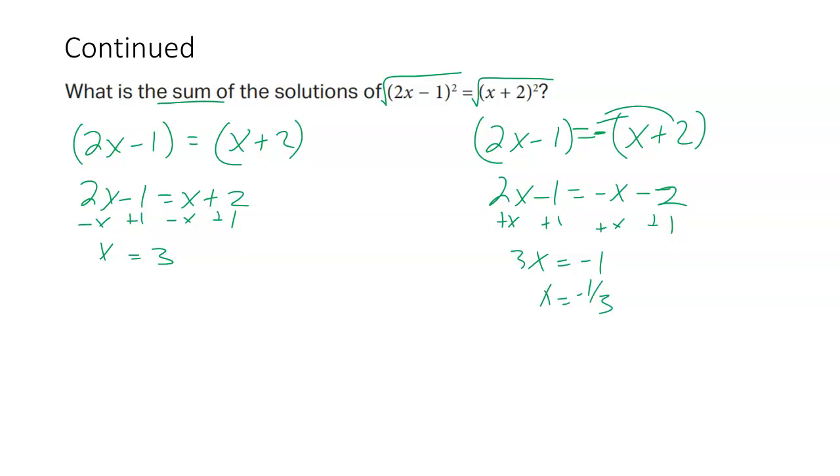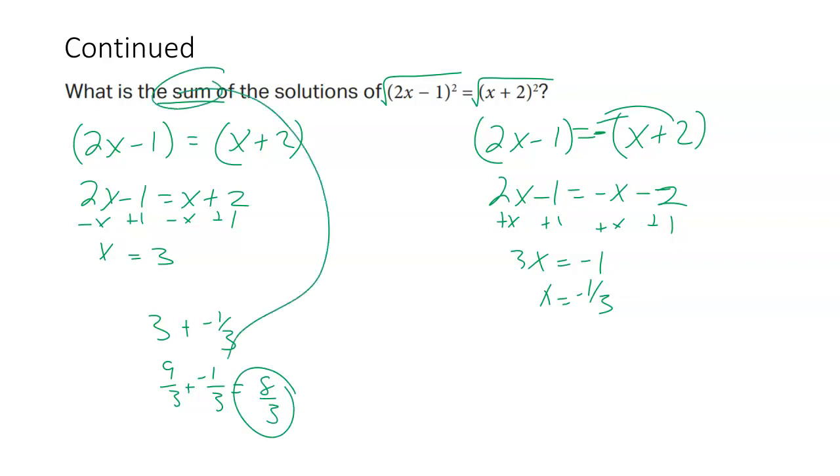I need to add those together, which is going to be 9 over 3 plus negative 1 over 3 equals 8 over 3. And there's our answer because, again, it wanted the sum of our two solutions.